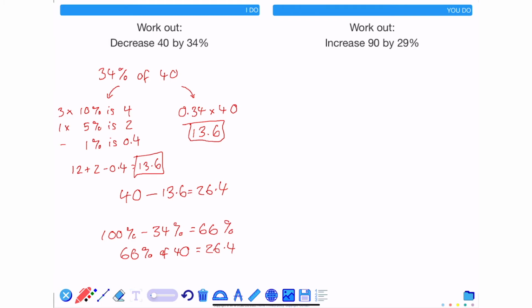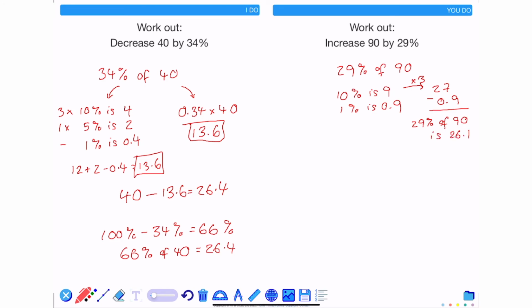So with this question, I'm going to work out what 29% of 90 is first of all. 10% of 90 is 9. 1% is 0.9. So if I have 3 lots of 10%, that would give me 27. And 1% is 0.9. Taking these away would then leave me my 29% that I'm after. So I now know that 29% of 90 is 26.1.